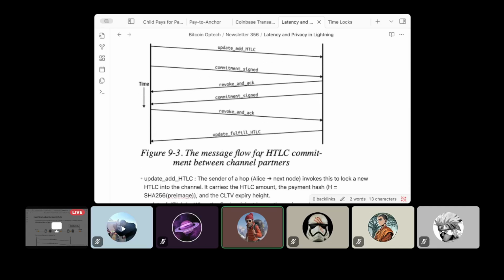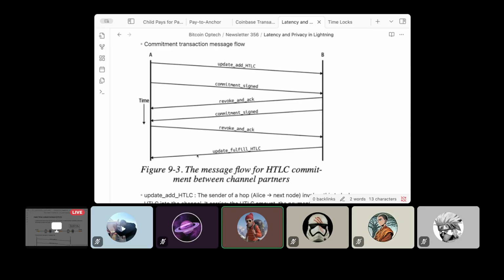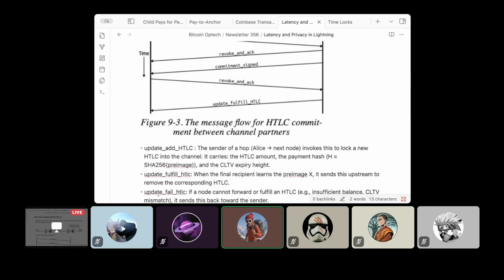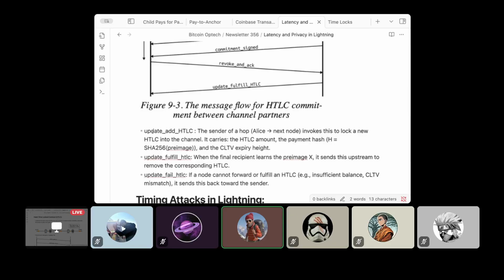Similarly, when the HTLC is fulfilled, Bob can send an update fulfill HTLC message. If there is any issue and the HTLC contract between Alice and Bob fails, this update fulfill HTLC is replaced with an update fail HTLC. Now we'll have to look at these three messages, because using these messages, an adversary can unravel or reduce the privacy between the sender and the receiver.